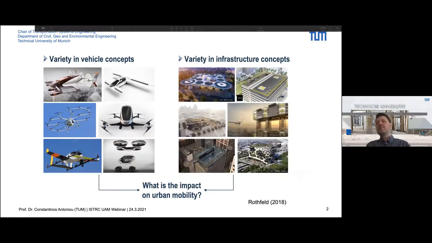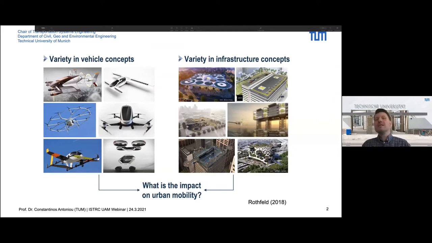So of course, the basic idea is there are a lot of people creating different paradigms, different vehicle designs. Some make more sense, some make less sense. And then there are also a lot of ideas about how these will need to be supported by infrastructure. At the end of the day, these two things have to interact with many other aspects and determine or foresee the impact on urban mobility.